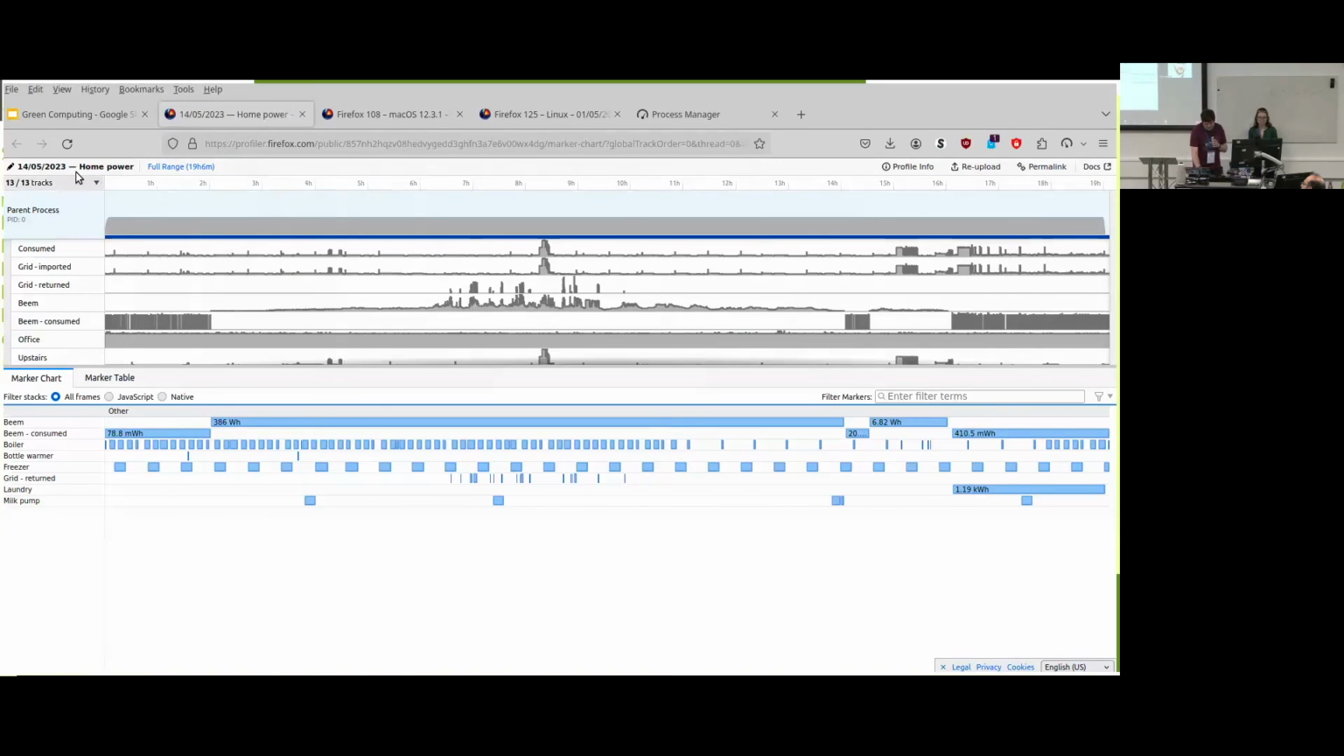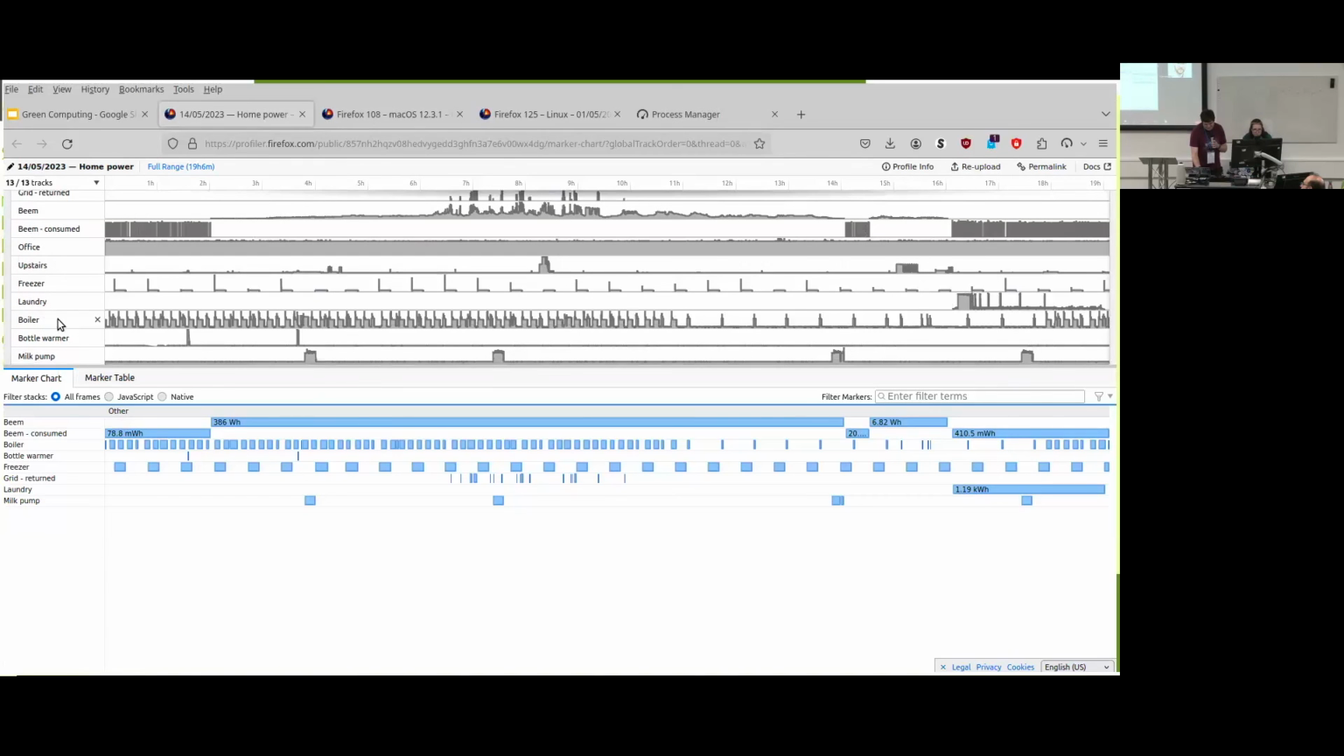So yeah, here he's got things like his grid import, his office, upstairs, freezer, laundry, boiler, a milk pump for a baby, and he can measure how much his entire house is using and has gained some interesting insights into that. So he did a talk at FOSDEM on this.